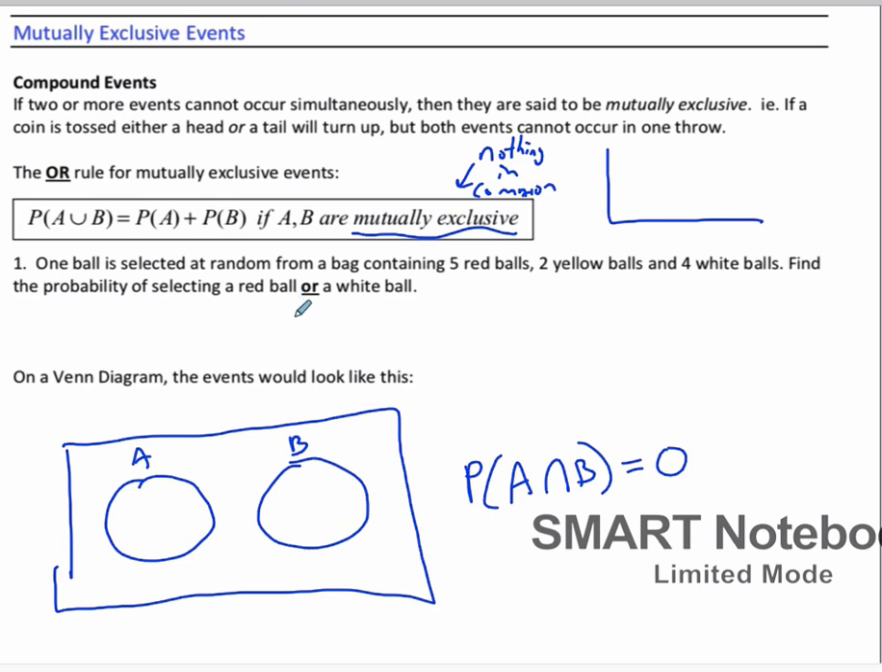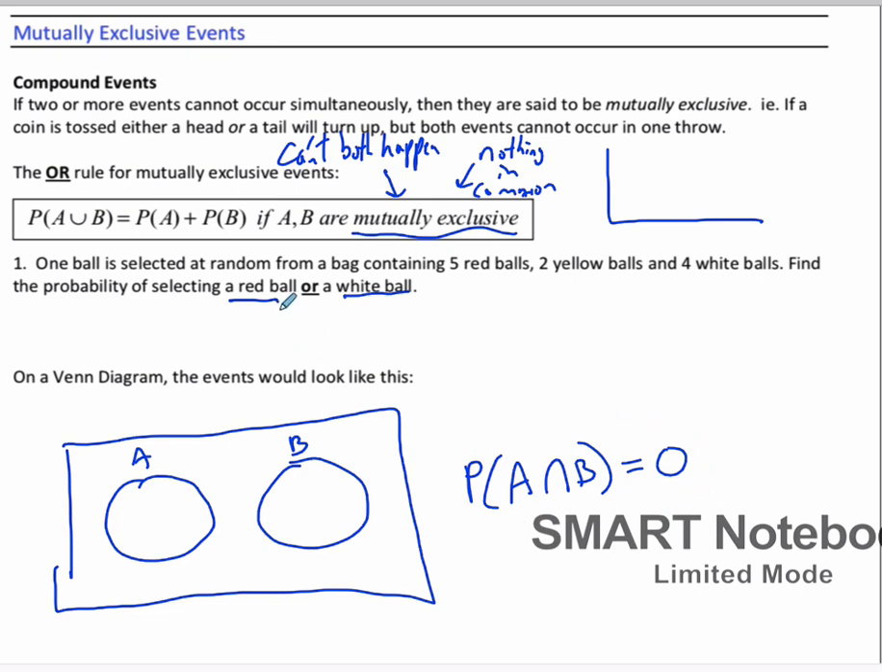One ball is selected at random from a bag containing 5 red balls, 2 yellow, 4 white. To find the probability of selecting a red ball or a white ball, these are mutually exclusive events because they can't both happen. So when we're talking about probabilities, it can't both happen. I guess the best way to say both these things is this way here.